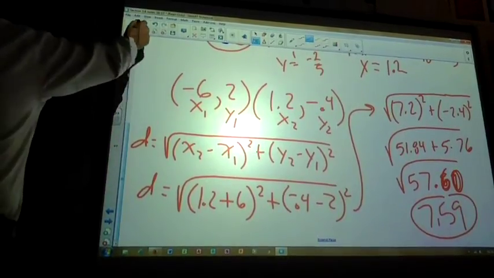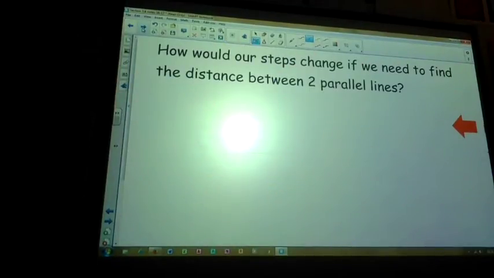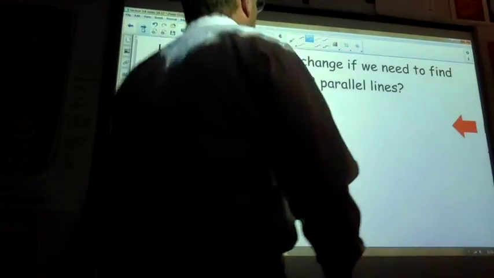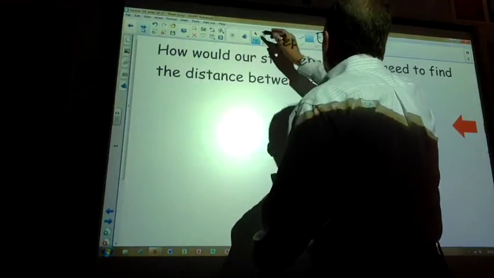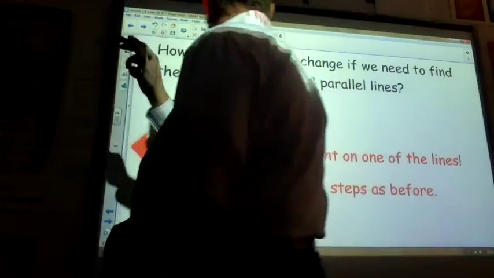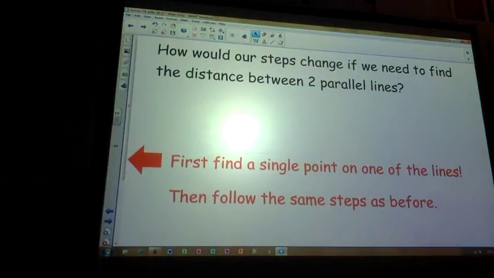All right, almost there. How would our steps change if we need to find the distance between two parallel lines? First, find a single point on one of the lines, then follow the same steps as before.